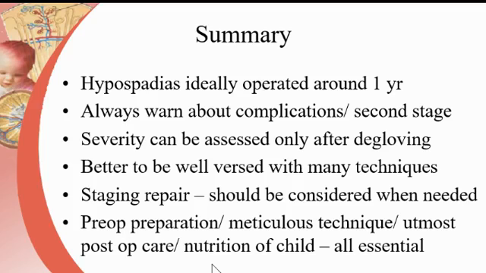So to summarize, hypospadias is ideally operated around 1 year of age. You always warn the parents about the complications or the need for a second stage. If it is a proximal hypospadias, it is going to be a planned second stage, if you can tell, or you can tell that only on the table. You cannot assess the severity before degloving, so you cannot promise. So you have to tell the parents upfront that you may have to do a two-stage procedure, or you may have a second stage for the fistula. It is always better to explain upfront that there is a fistula chance.